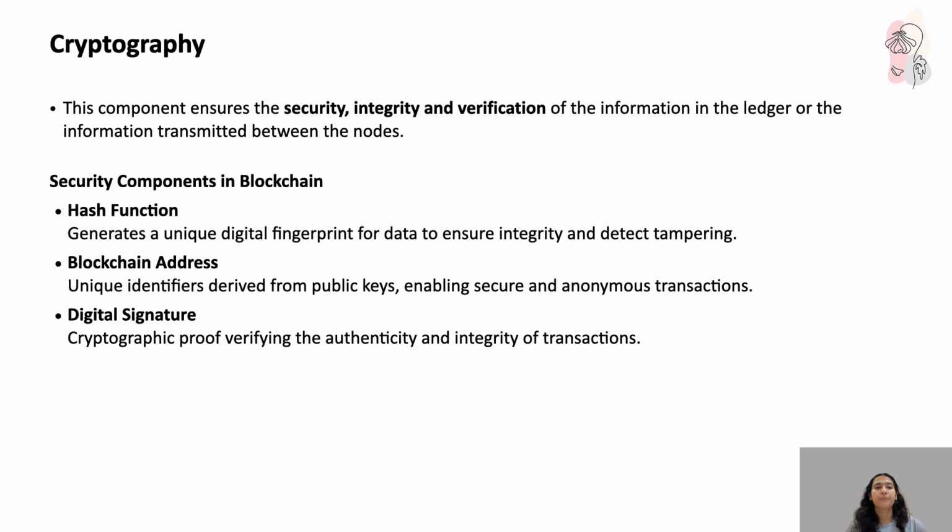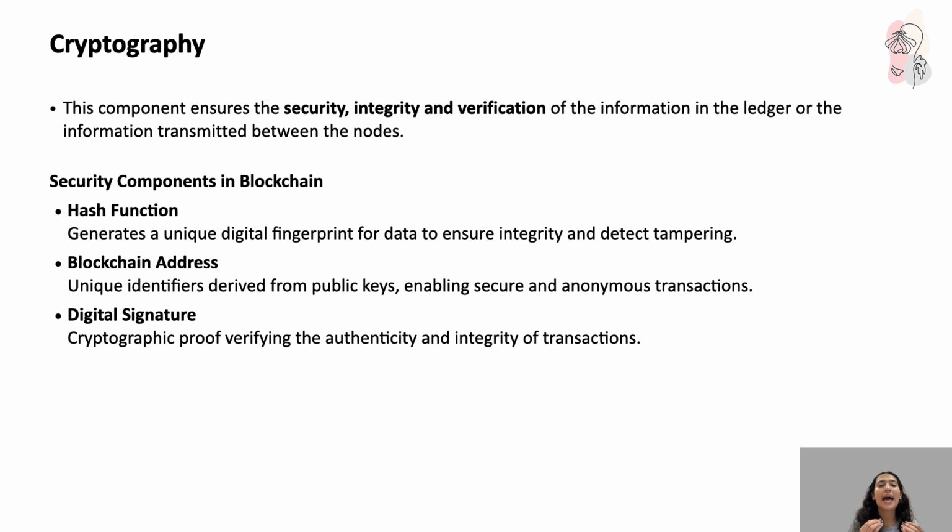Next to the cryptography. Now, what is cryptography? We have seen all those components, but what about the security? This is the component which is going to ensure our safety, our integrity, our verification of everything that is happening inside that ledger, the shared notebook, and across the network. And its security is not going to rely on a single lock, because everybody is going to have the same ledger. So we don't have a single lock for us. We have some security components. Let's give a look at them. We have first the hash function, then we have the blockchain address, then we have the digital signature. Let's start with the first one out here.